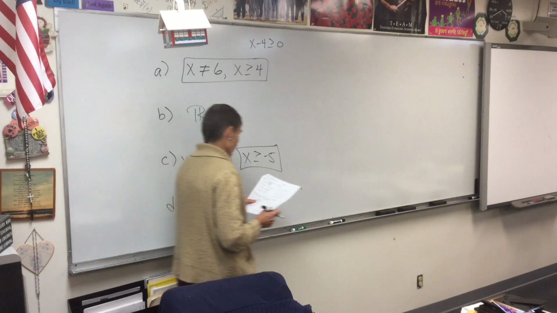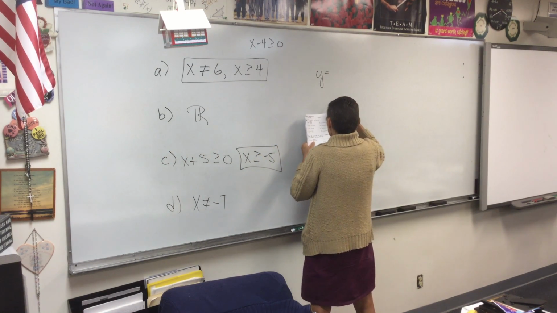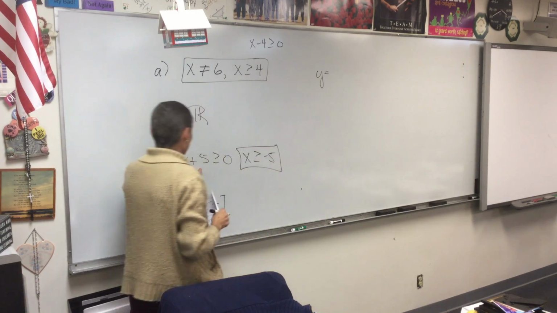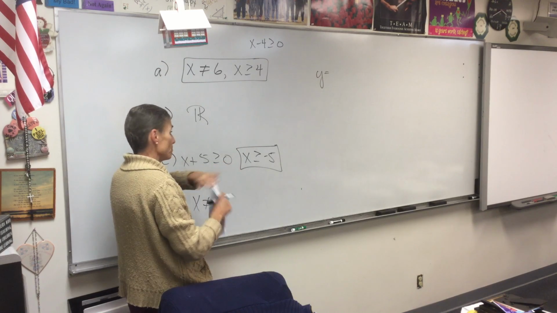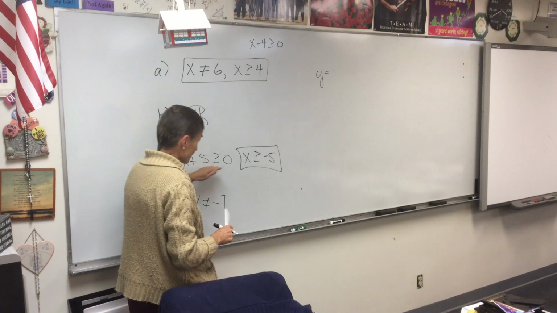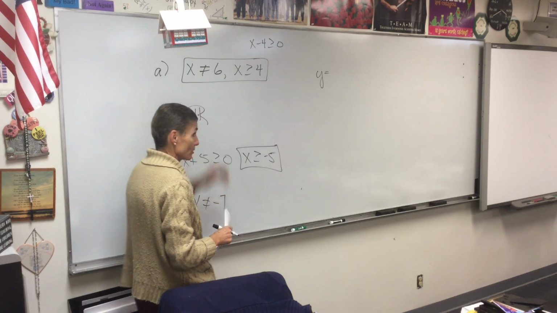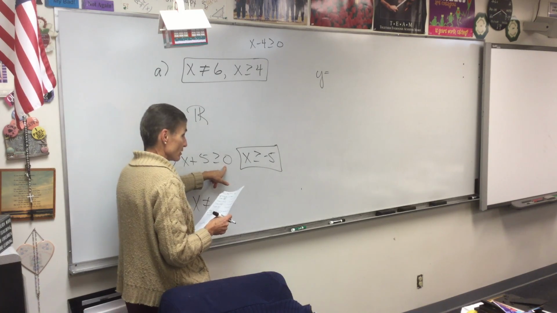All right, number 2. What? The radical, whatever's under the radical, has to be greater than or equal to 0. Every time, period. It doesn't matter what's under there, it has to be greater than or equal to 0. Subtract 5 from both sides, X is greater than or equal to -5. So when it's in the square root, yes, it has to be greater than or equal to 0.